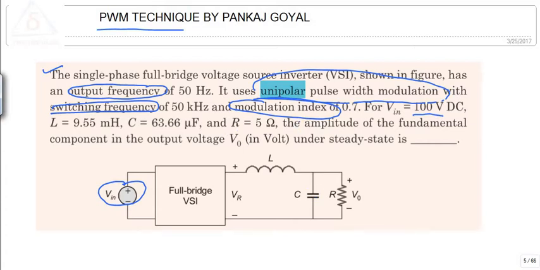Now we need to find the amplitude of the fundamental component in the output voltage V0 under steady state condition. Here there are a few terms you should know. One is unipolar PWM, second is switching frequency, third is modulation index. We will discuss what unipolar PWM, modulation index and switching frequency are in this video, and finally the amplitude of this component in the output voltage V0 under steady state condition.